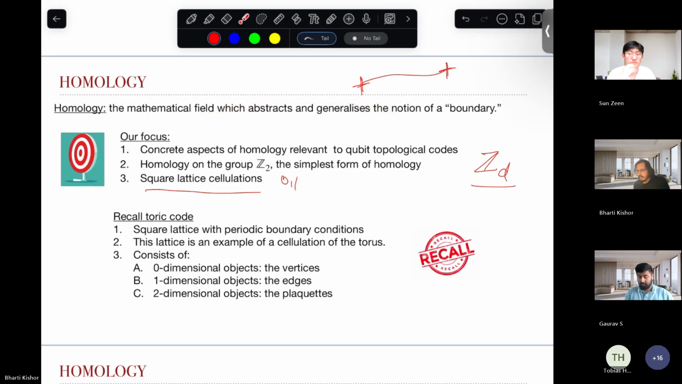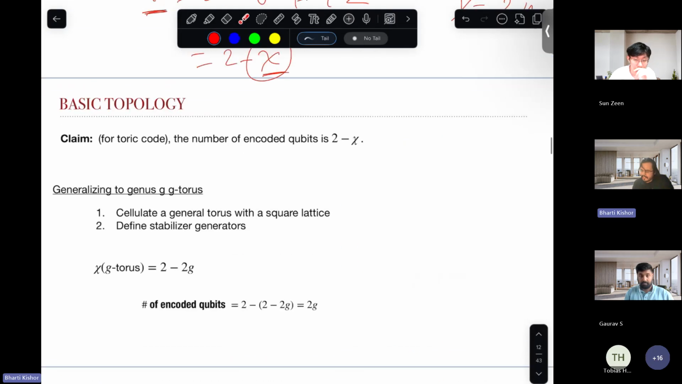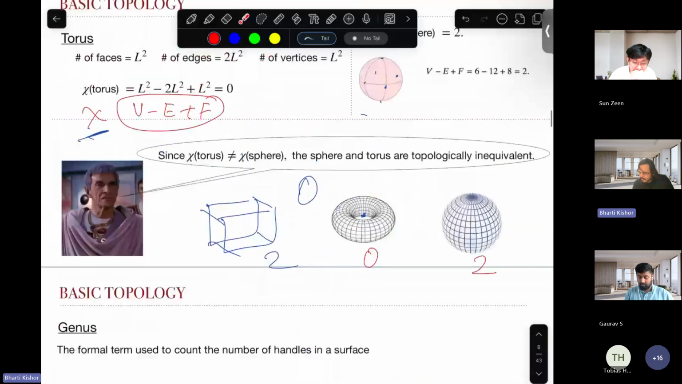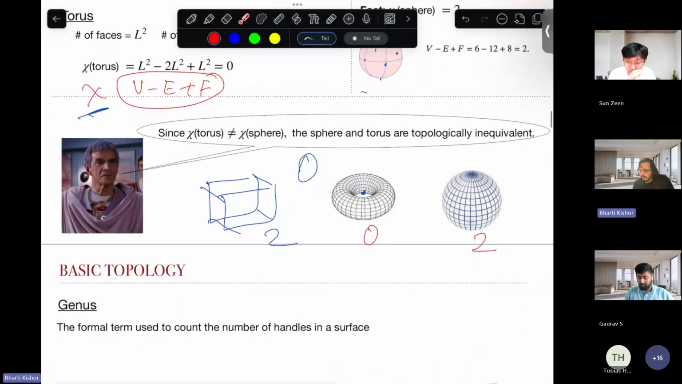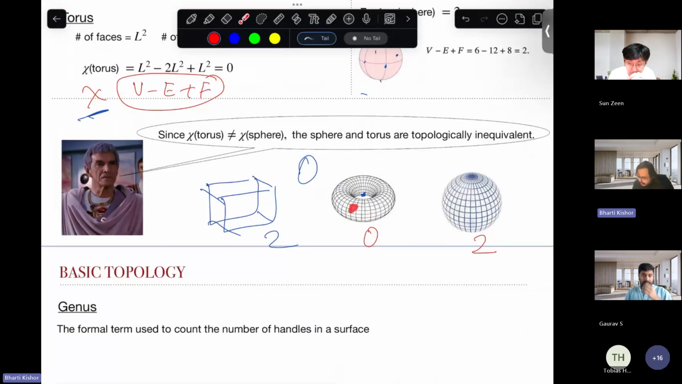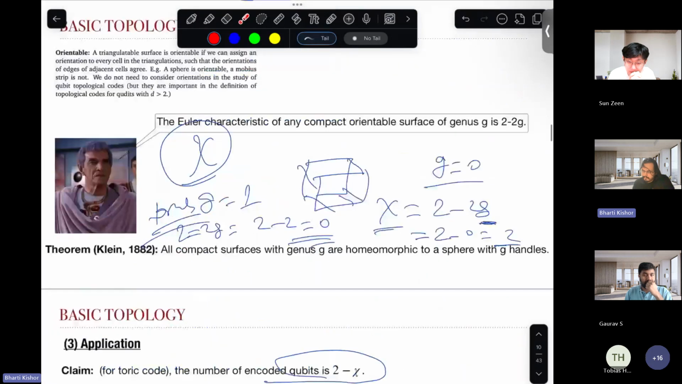Now let's recall the toric code. Even if you don't remember, you can just take it as a fact at the moment. There we had a square lattice with periodic boundary conditions. So we are working with a square lattice, and this lattice can be thought of as a cellulation of the torus. There was a picture somewhere, right? You cellulate the torus using squares. So you see that there are squares, and you are cellulating a torus.